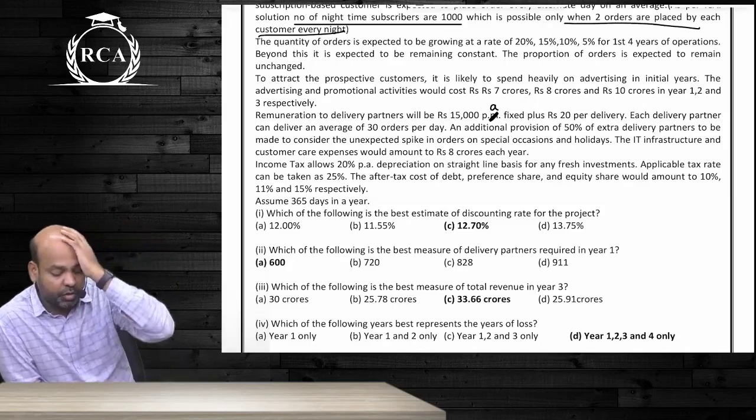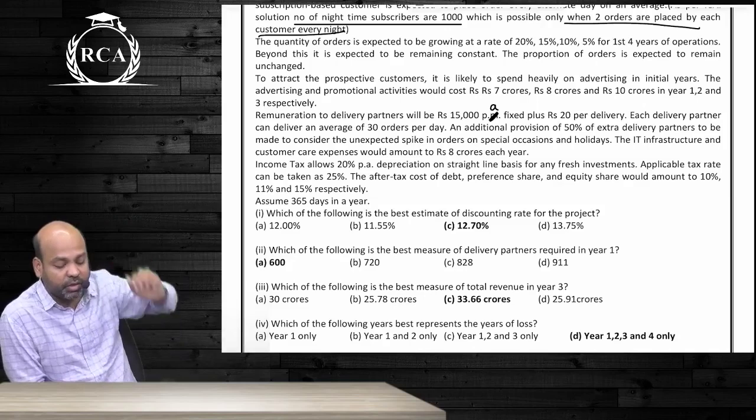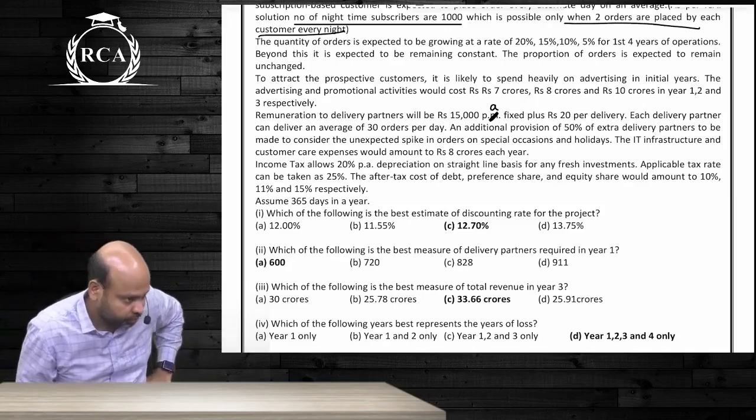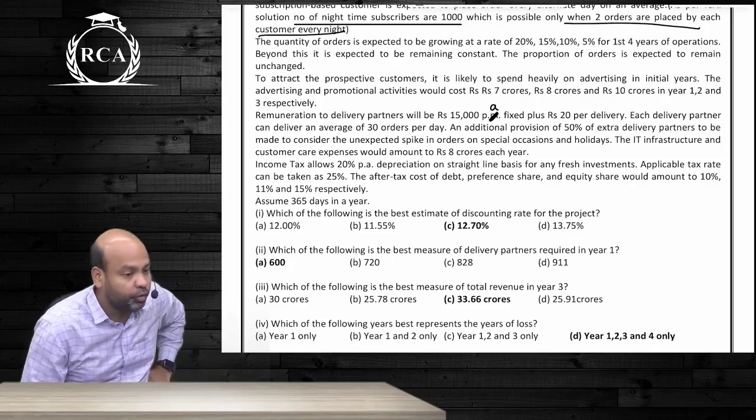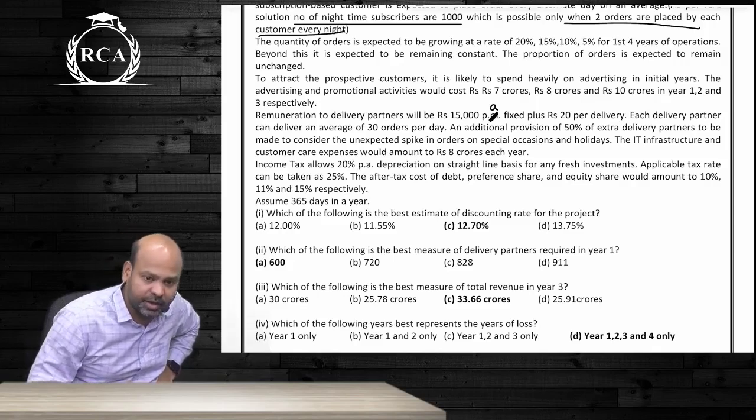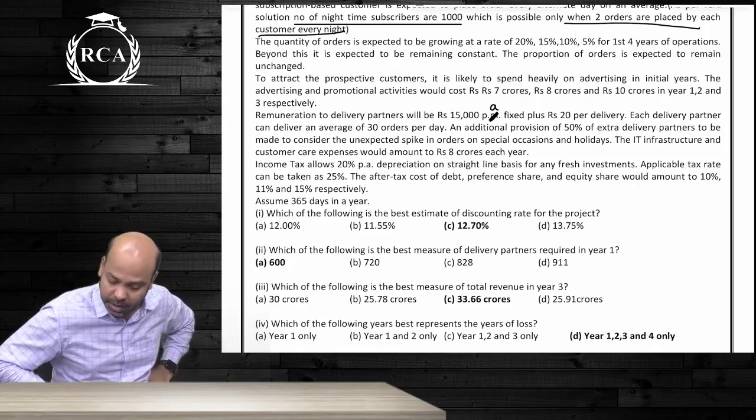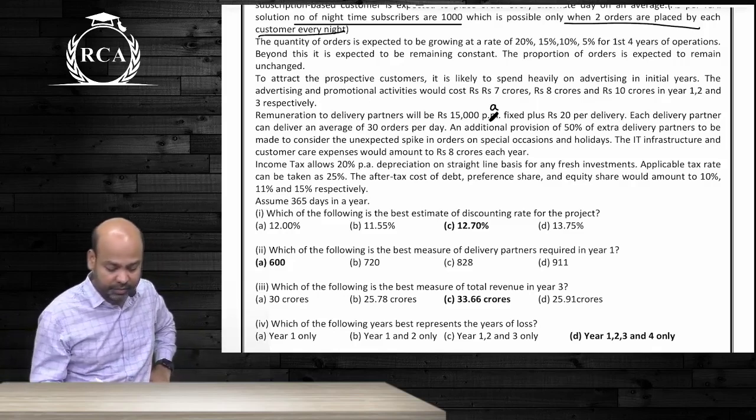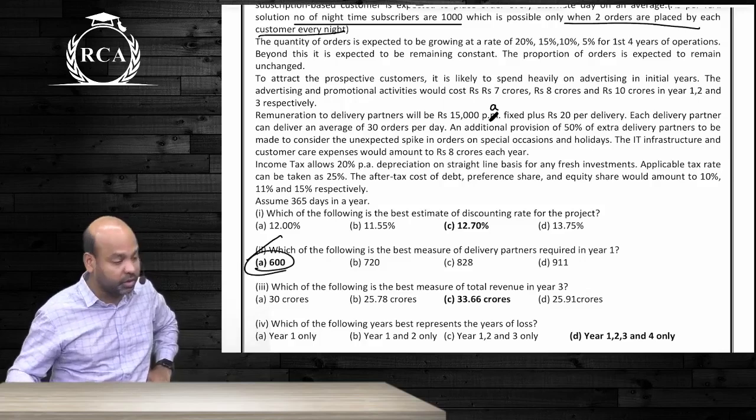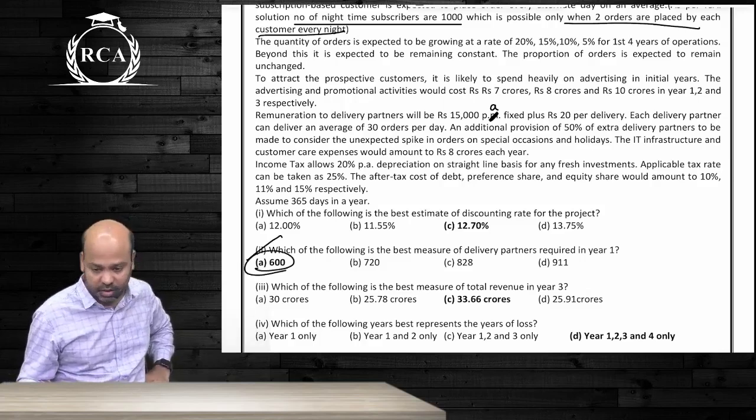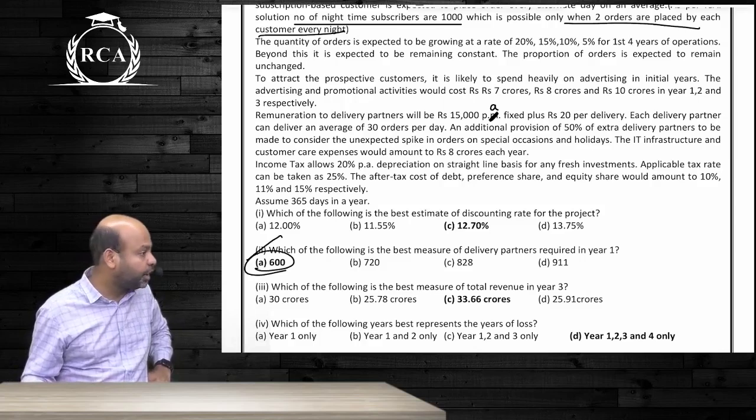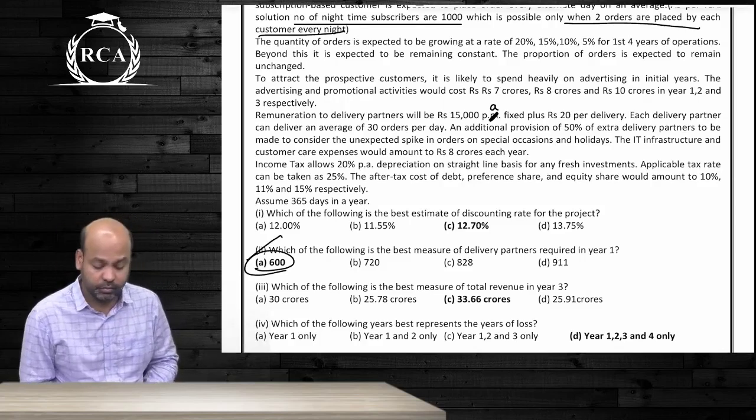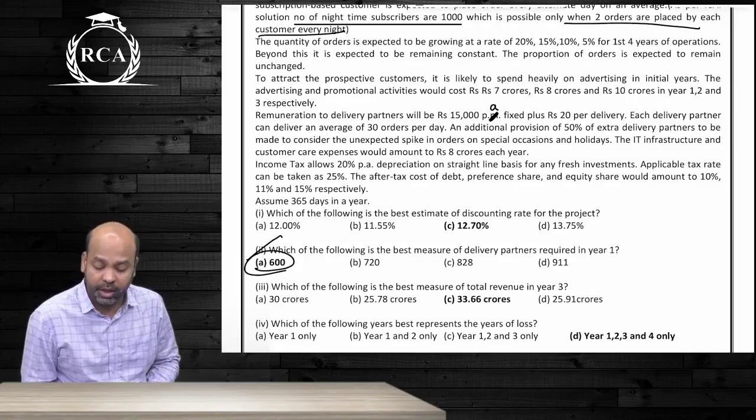An additional provision of 50% of extra delivery partners to be made. So that means you will start with 600 delivery partners. You will not have exact 400 delivery partners, but you will have 50% more delivery partners. So that is the answer to the second bit. The number of delivery partners required in year 1 is 600. Are you getting the point, guys? Yes or no? An additional provision हो गया बेटा वो.